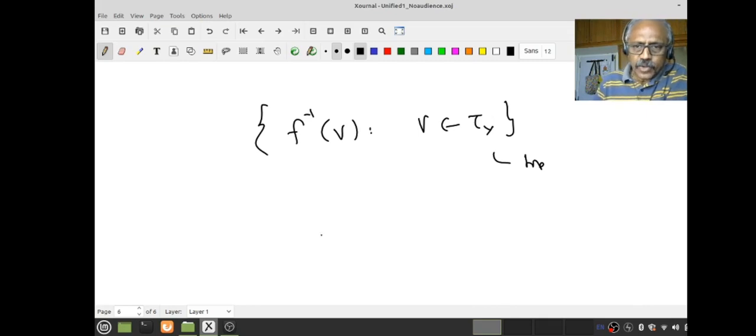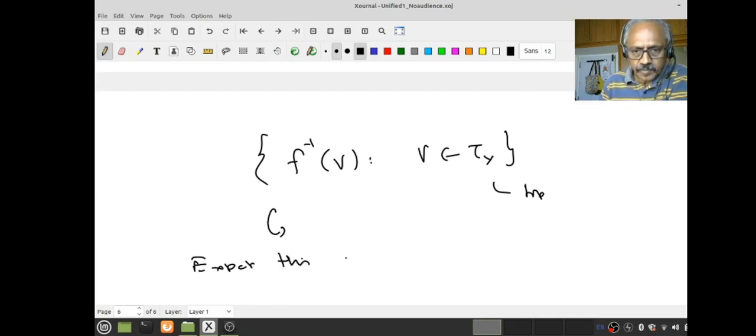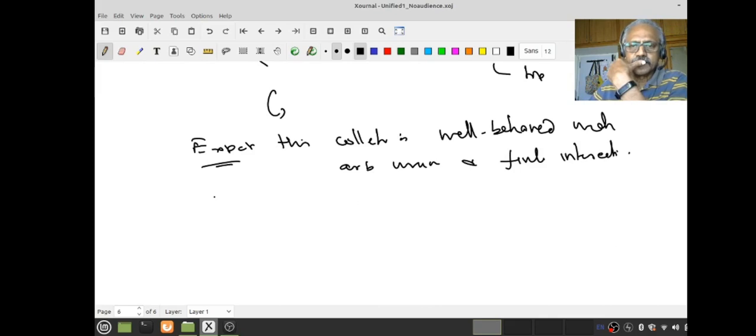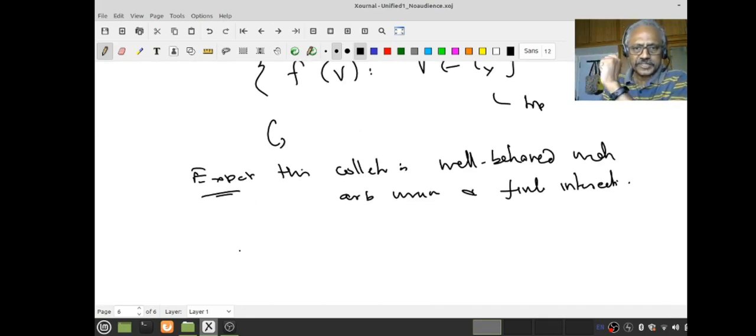Now what should I expect? If you had understood my video on inverse images, you should know that I expect this collection is well behaved under arbitrary union and finite intersection. This is my expectation. I need to prove it. If that happens, then it's as good as a topology, except I have to prove the empty set belongs to it and X belongs to it. Do you follow that? If this expectation is correct, then this is almost a topology.